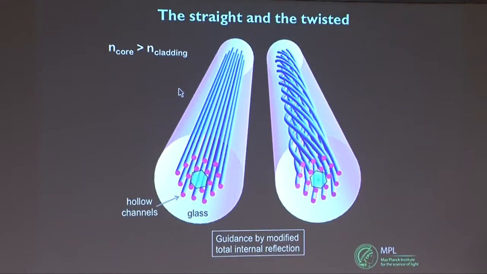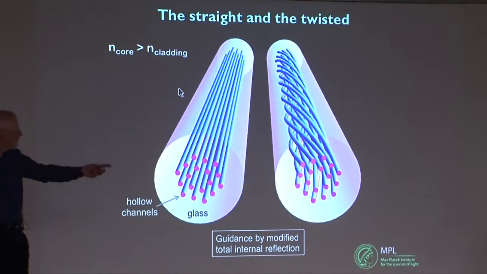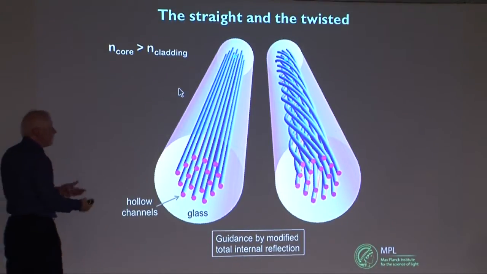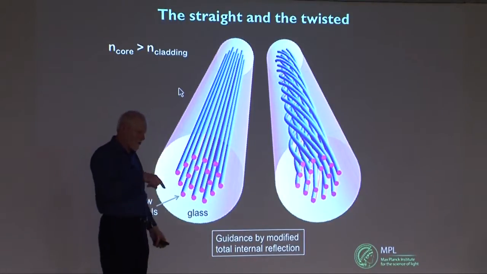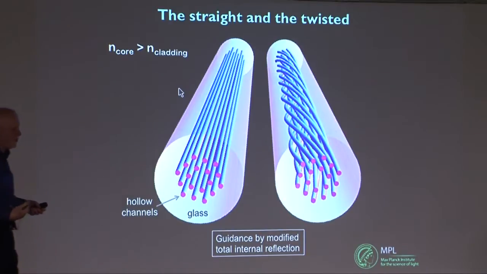So what happens when it travels along? Well, it's pretty obvious. The mode in the twisted fiber will be forced to rotate, whereas the mode in the straight fiber just goes along without changing. So there's a fundamental difference between these two modes. One of them is being forced to rotate. This must have some effect on its propagation characteristics because it's changing as it travels.